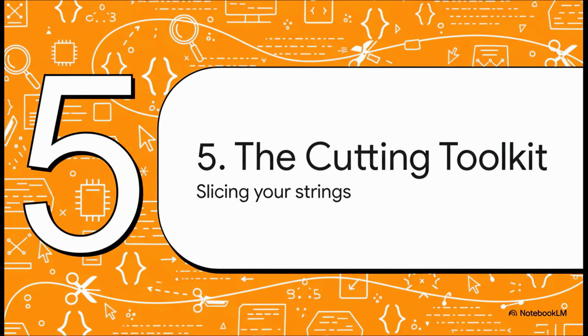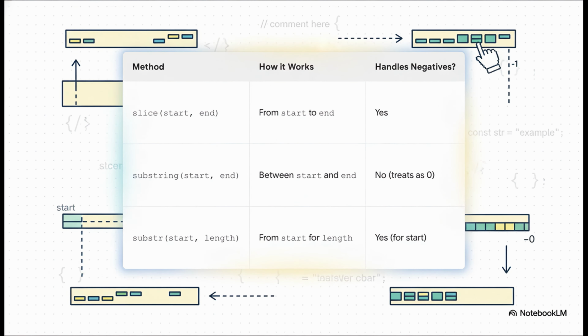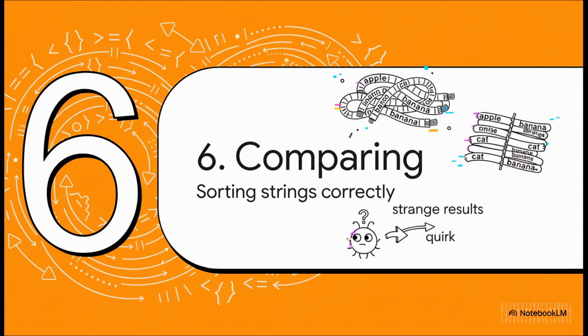So once you've found what you're looking for, you often need to pull it out. Welcome to the cutting toolkit, where we're going to slice and dice some substrings. Now JavaScript gives us three methods here, and this table breaks them down really well. They all seem similar, but .slice is the one you should probably commit to memory. It's powerful. It supports negative indexes for counting from the end, just like .at, and it's the most versatile of the bunch.